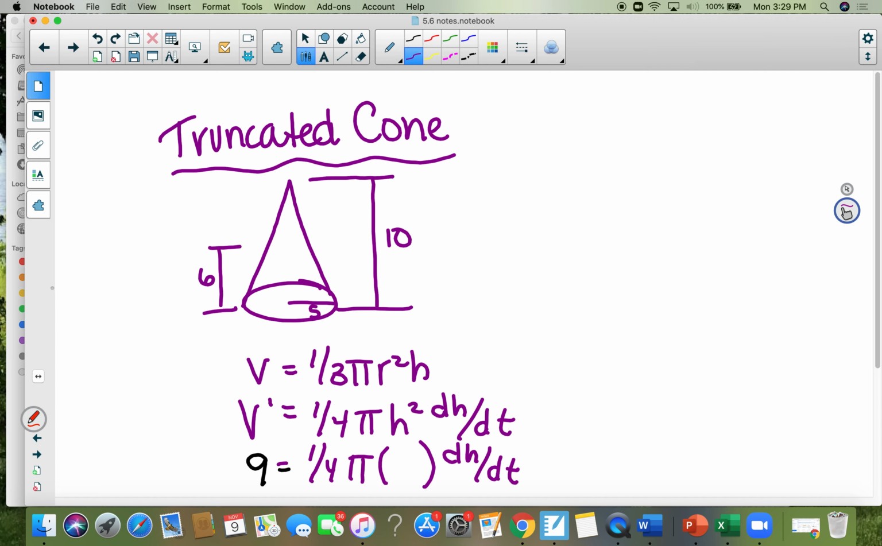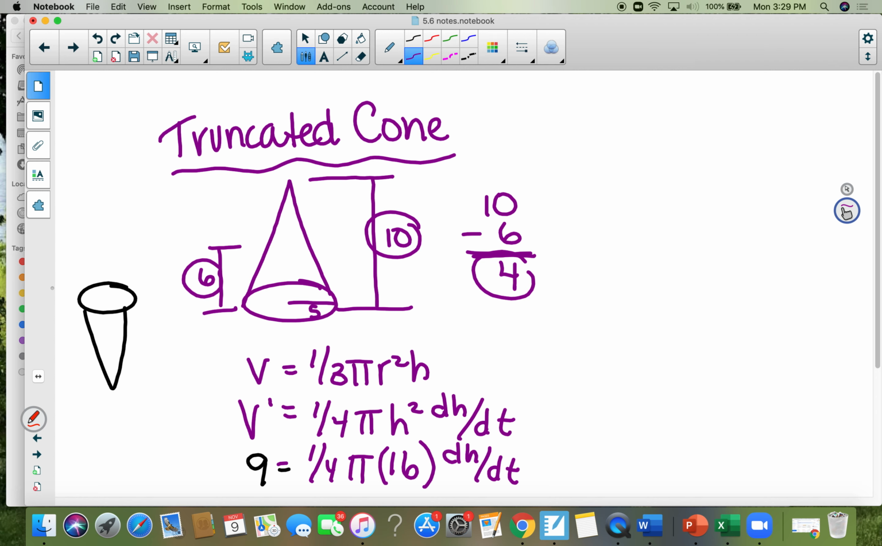On the last problem we used 6, but since this one's upside down, you don't use 6. You take 10, take away 6. The height is 4, so it would be 16. That's only if it's upside down. If it's right side up, like this, you do not need it. You can just use the 6. So keep in mind that on the AP test, they could try to trick you and give you a truncated cone, which means an upside down cone.